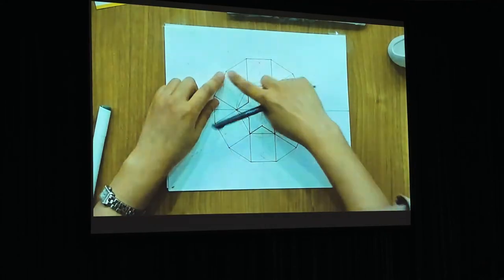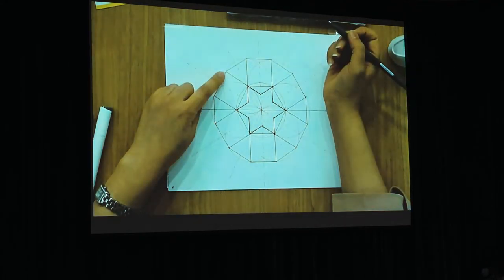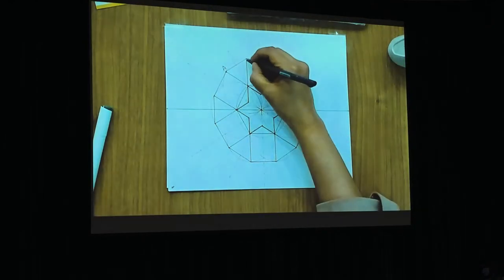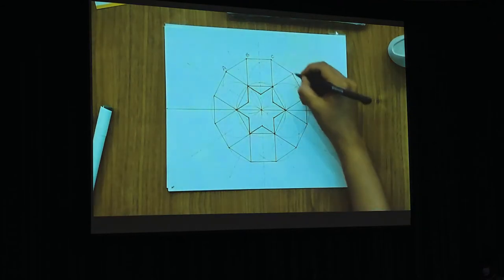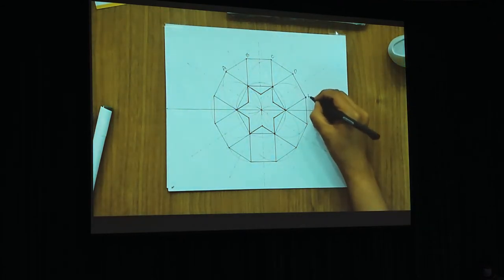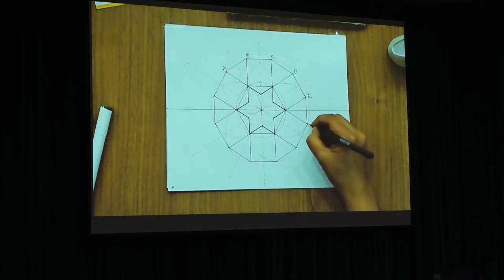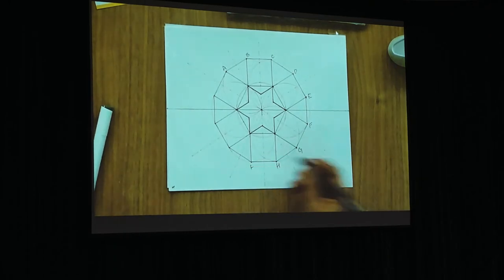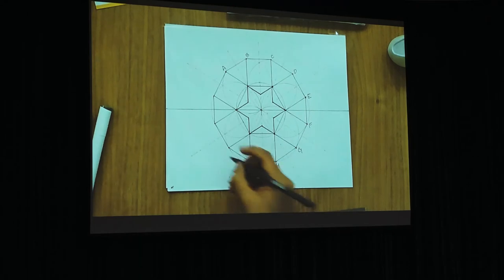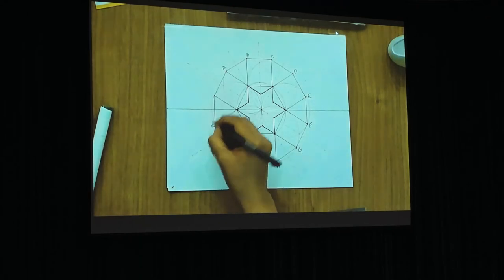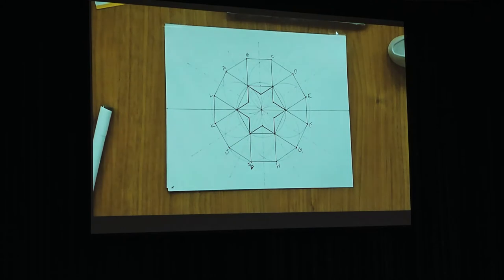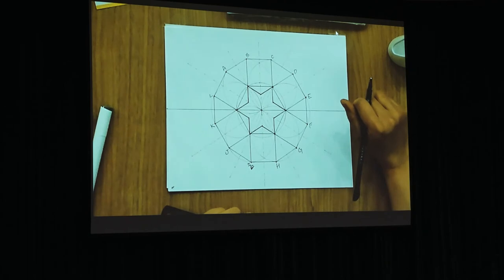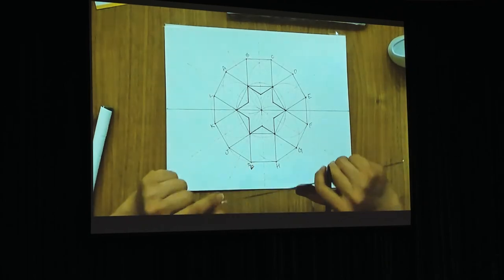Okay, I am going to number them just so that it's easier. So this point is A. This point is B, C, D, E, F, G, H, I, J, K, and L. This is the last tricky part.